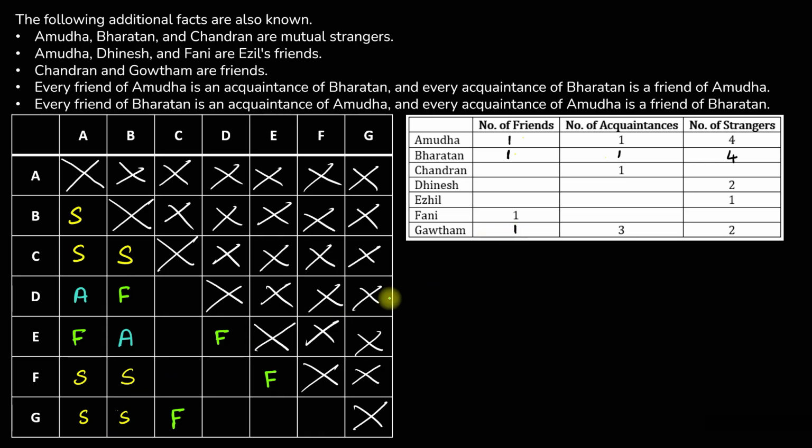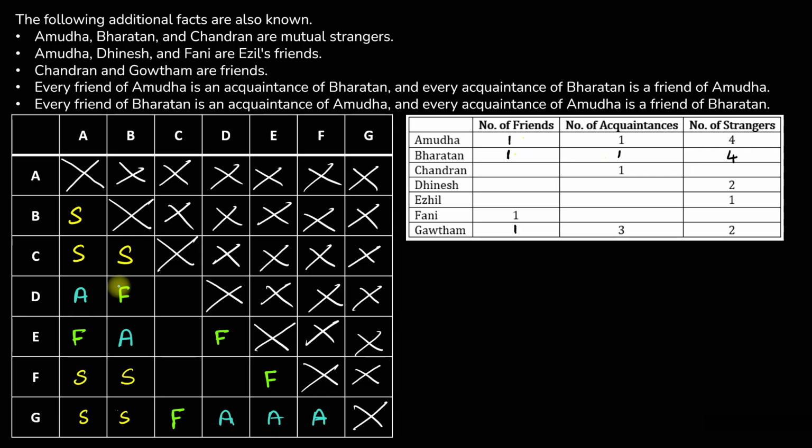Okay, fine. Now let's look at G. For G, we know there is one friend, which is already figured out, and there are two strangers, which is already figured out. That means the remaining people must all be acquaintances. So the three acquaintances of G are D, E and F, right? Fine. Next, for A and B, we have figured out everyone. For A, there are four strangers, one acquaintances, one friend. For B, there are 1, 2, 3, 4 strangers, one acquaintances, one friend. So we have figured that out, right?